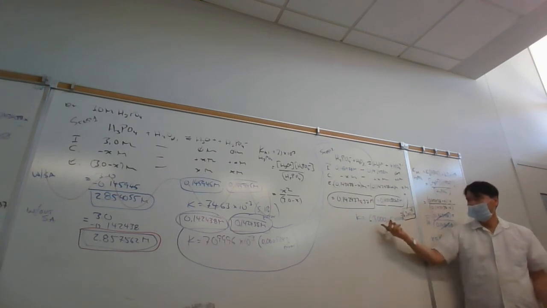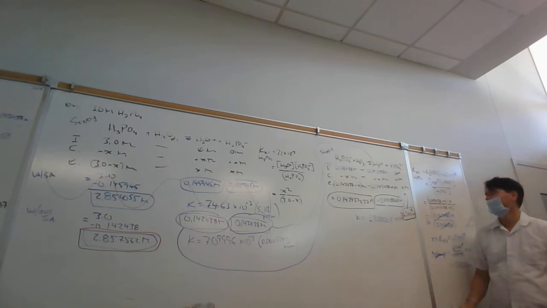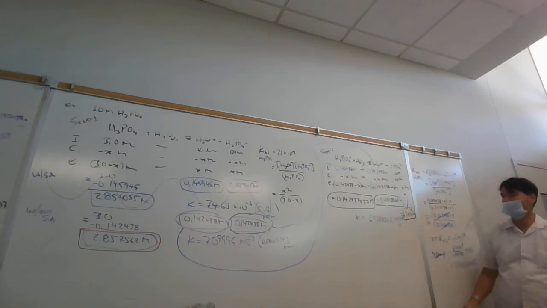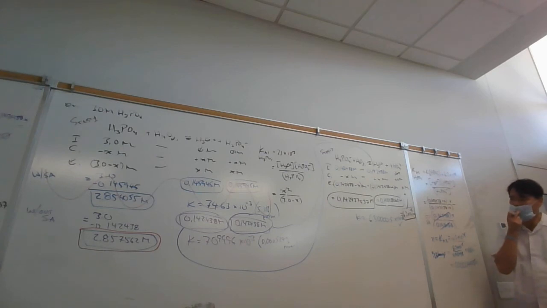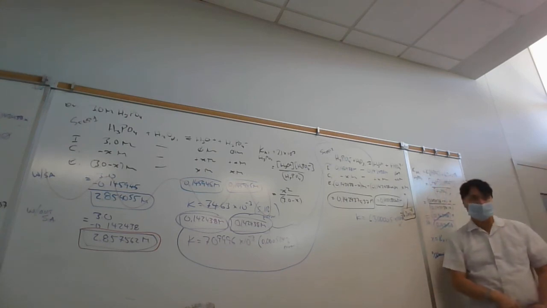So, with a simplifying assumption, what's my percent error in the K? Minimal. You see, I barely have any. And so this is good. And so the simplifying assumption worked very well here. And it worked very well for two reasons. The two reasons are, one, K is quite small, and two, because of something called the common ion effect.